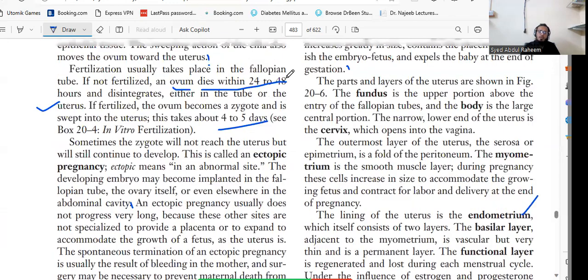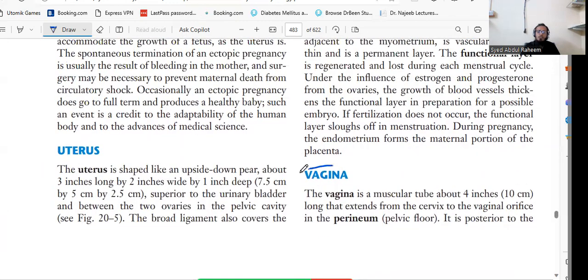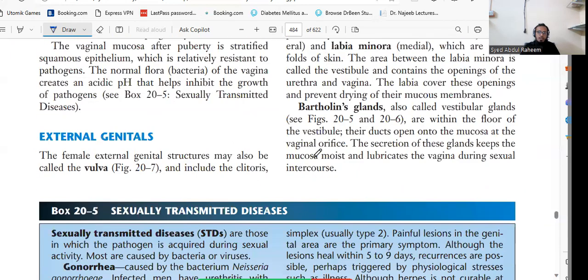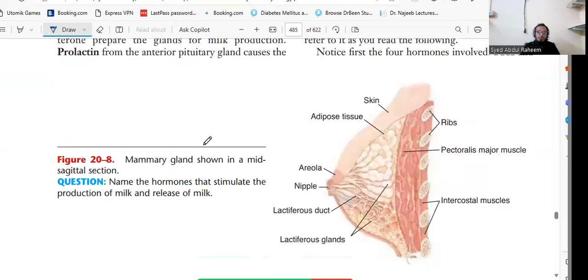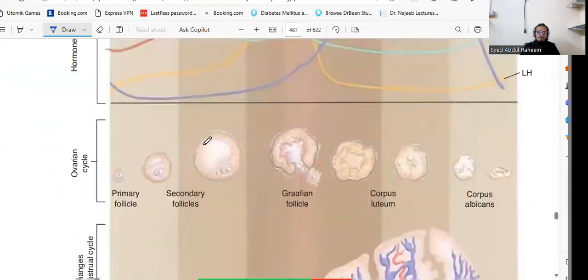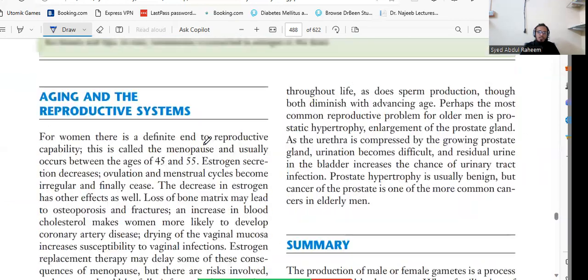Okay, understood. Now we will talk about another female organ, that is the vagina. Then next we have the external genitals. Next, the menstrual cycle is also there.